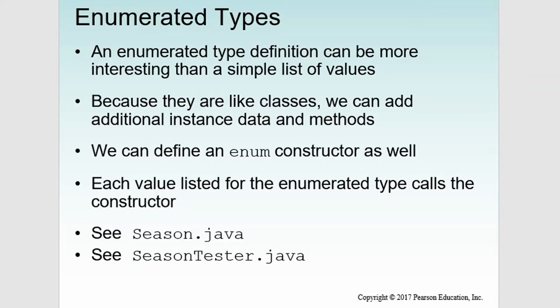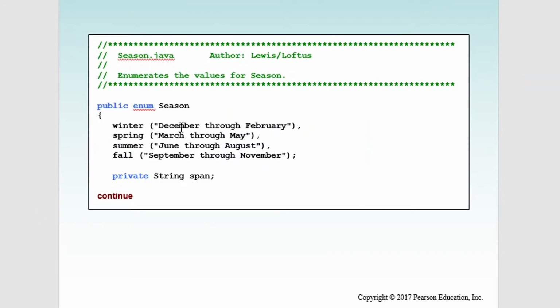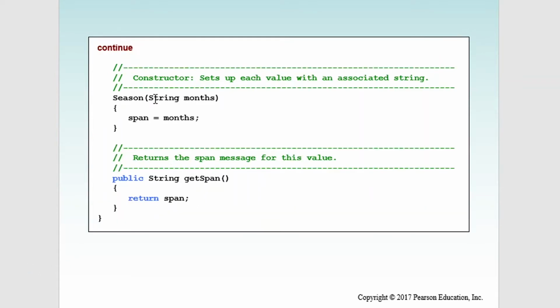Each value listed for the enumerated type calls the constructor. So here they redid their enumeration and they're passing in a string, and then they have instance data for string. And here's their constructor. In their constructor, they're basically taking in the string that gets passed in, and they're setting it to their instance data.